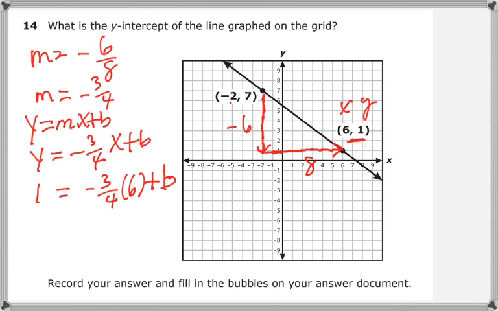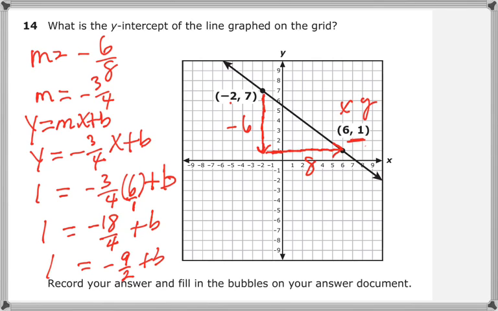Let's go ahead and multiply. Let's rewrite 6 as a fraction, 6 over 1. Going straight across, we have negative 3 times 6, which is negative 18, and 4 times 1, which is 4, plus b. Over here we have 1. We can reduce our negative 18/4 to negative 9/2, plus b.